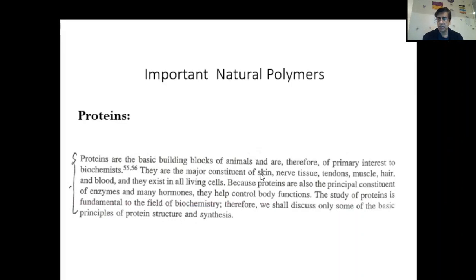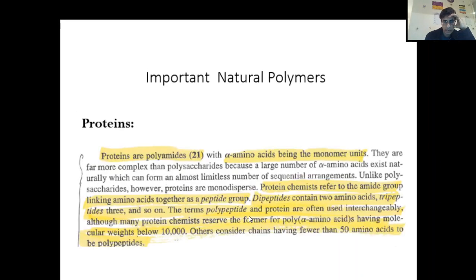They are the major constituent of skin, nerve tissues, and so many things you can read here. Okay, this is the major field of biochemistry, but we shall discuss only some basic principle points, that is protein structure and synthesis. Proteins are also called polyamides, which means that the monomer units are joined together by the amide linkage, and the amide linkage you have studied before. So the basic monomer used for making the protein is the alpha amino acid.